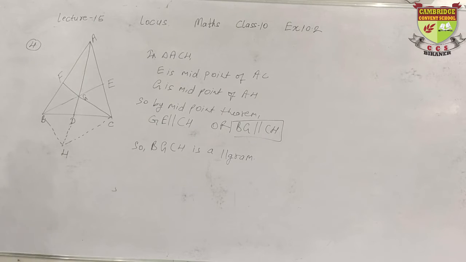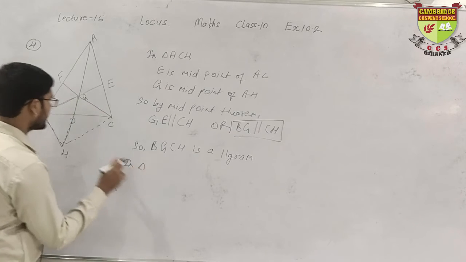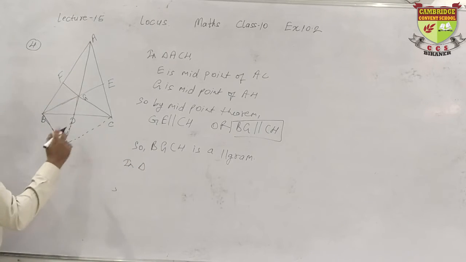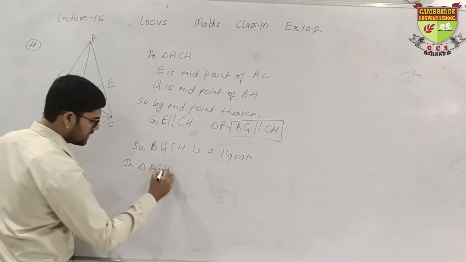See, we have two triangles. First is this and another is this, right? This one and this one. I will select this triangle. Any one I can select. I will select this triangle, this one. In triangle BGH, what in this triangle?